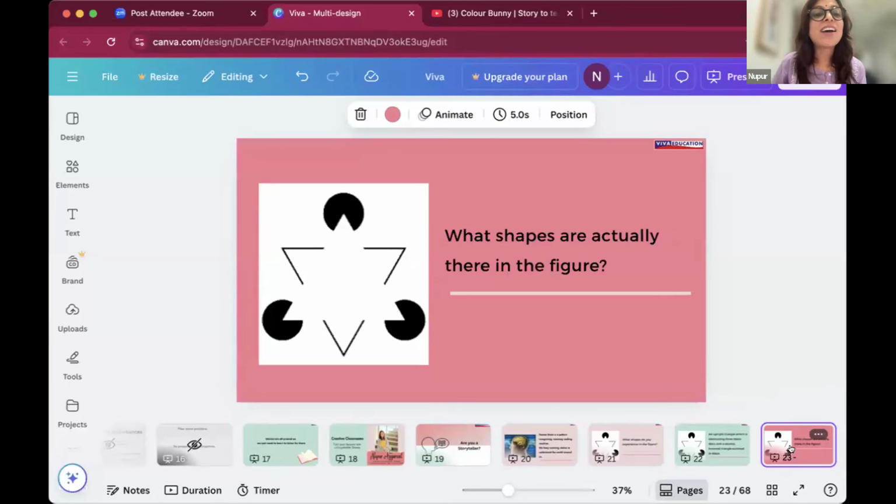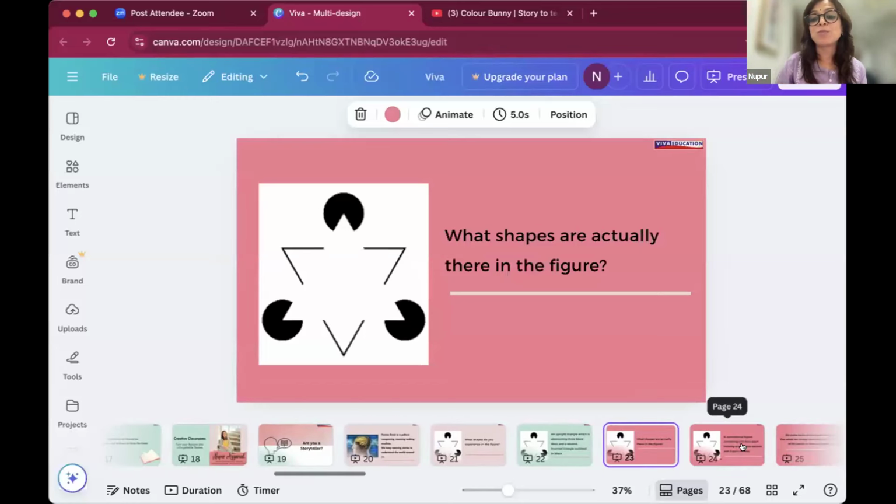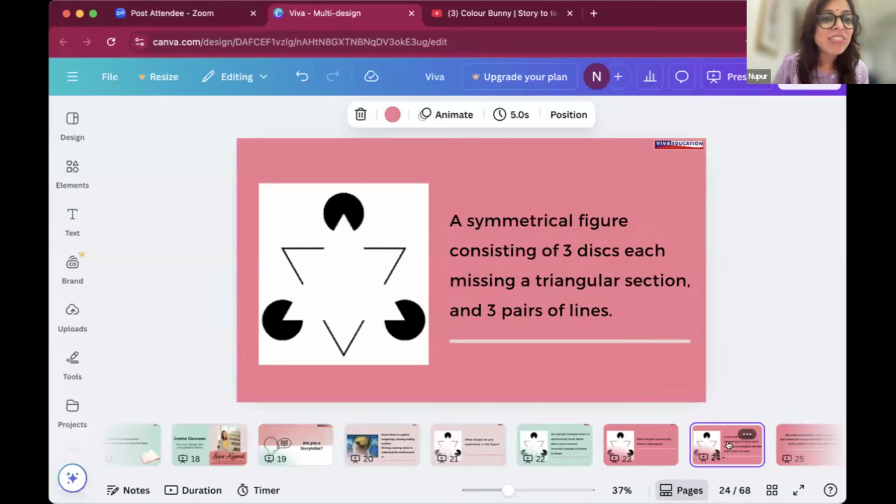Now, what shapes are actually there in the figure? Each one of you had an idea. Most of you thought it's a triangle and a circle. Some people had some more inputs, but largely it was a circle and a triangle. But when I ask you this question again, what shapes are actually there in the figure, you would be surprised to read this. It's nothing but a symmetrical figure, and the symmetrical figure consists of three discs. They are not circles. As I read out the slide, relook at the figure. It's a symmetrical figure consisting of three discs.